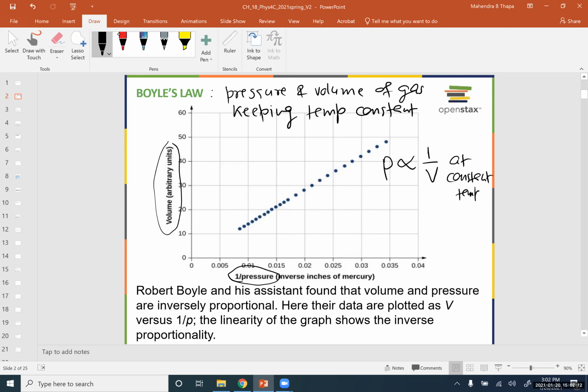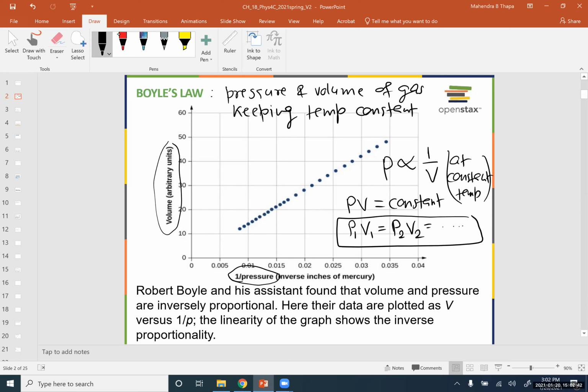This can be written in many forms. For example, P times V equals constant. This means we can write P1 V1 equals P2 V2, and it keeps going like this. So the product of pressure and volume always remains constant in Boyle's law, but you have to keep the temperature constant throughout. So this is Boyle's law.